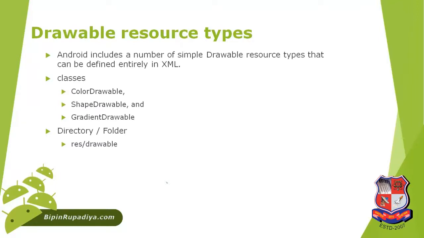How many drawable resources are available in Android? First, we already discussed the image drawable. Now right here we are going to discuss 3 types of XML drawables that can be placed in the resource drawable directory. These are color drawable, shape drawable, and gradient drawable. In fact, we have already worked practically on these 3 drawable resources in our lab sessions. Let's quickly discuss what these are theoretically.